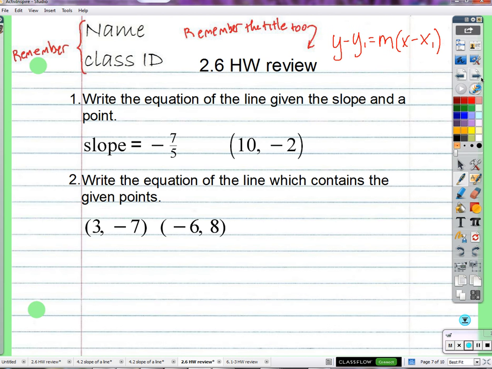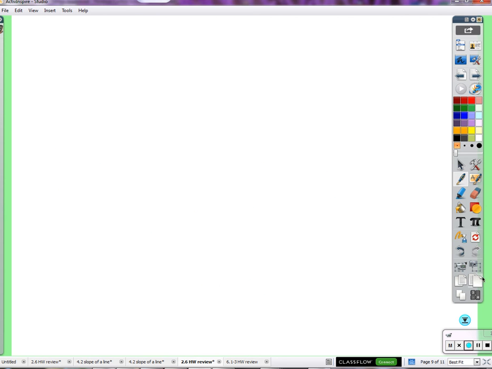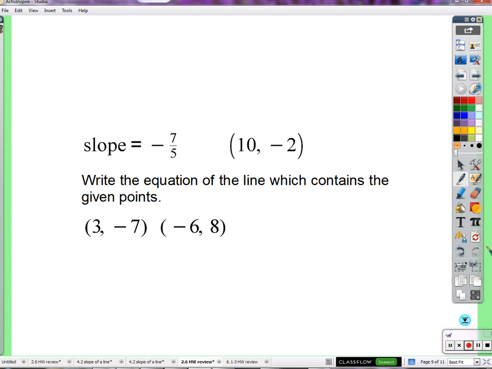What if you just forgot to subtract 2 and you just got y plus 2 equals negative 7/5 x plus 14? So does that work too? Can we just leave it like y minus negative 2? Let's say it needs to be y plus 2. We're advanced enough that minus negative 2 we can write as y plus 2. Alright, good. Well, let's keep going so that we don't run out of time.